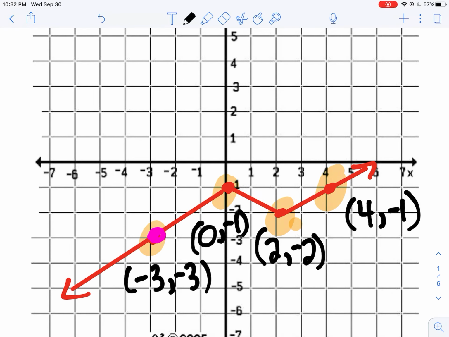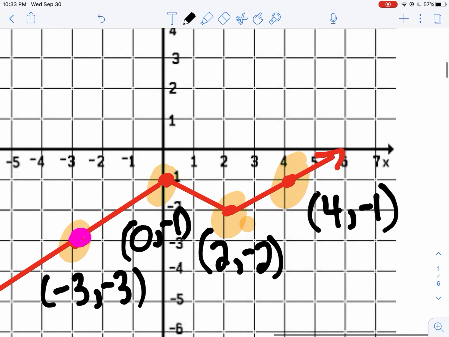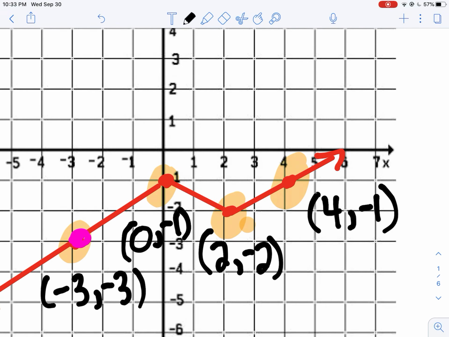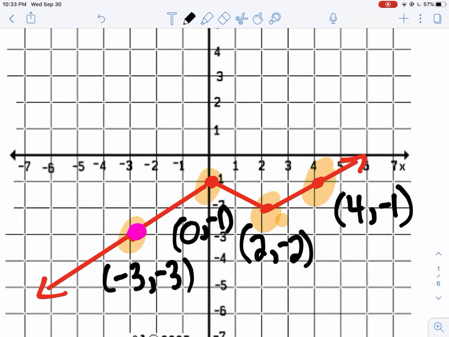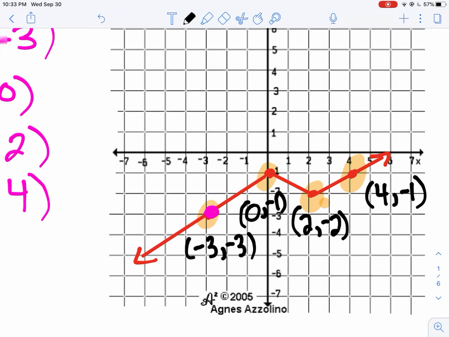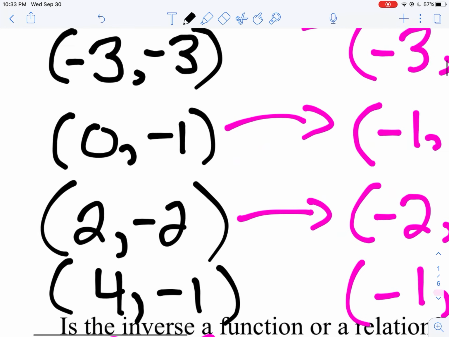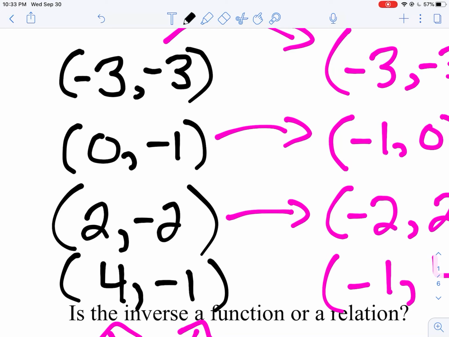First example. You notice what I did before I even started this was I labeled all the coordinate points. We were given 4 of them. You can see they're highlighted here. I labeled them. I gave them their ordered pairs. 4, -1, 2, -2, 0, -1, and -3, -3. That's important. I end up writing them right over here.